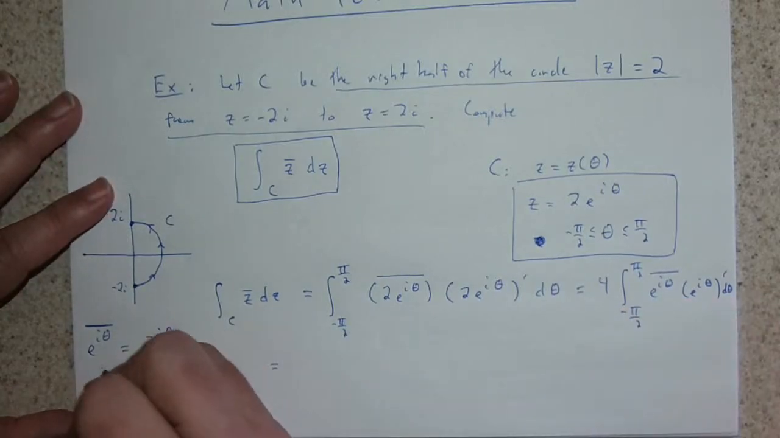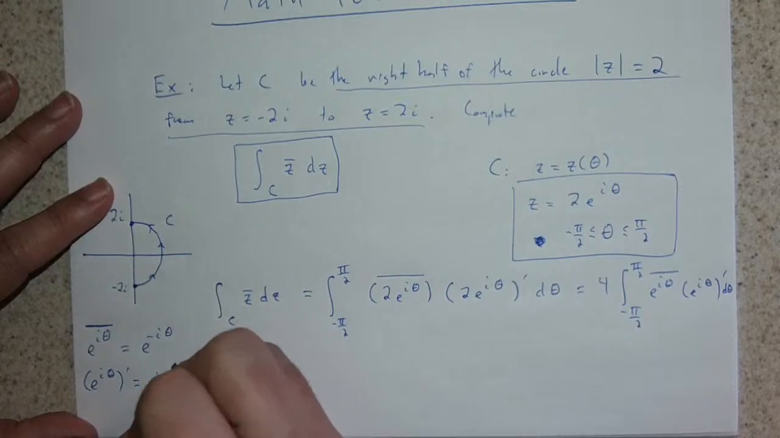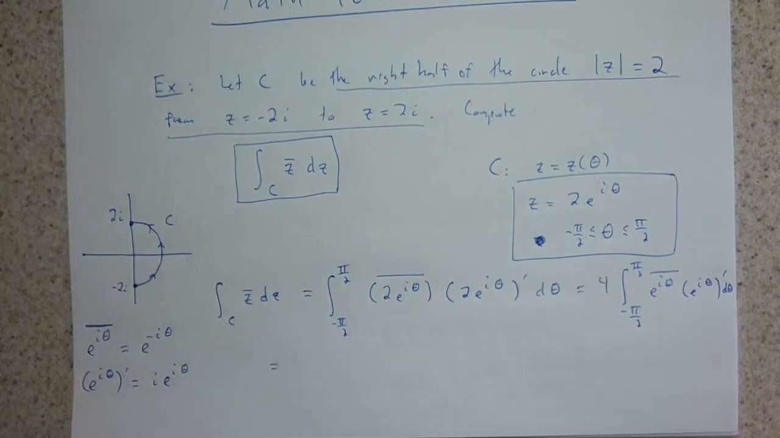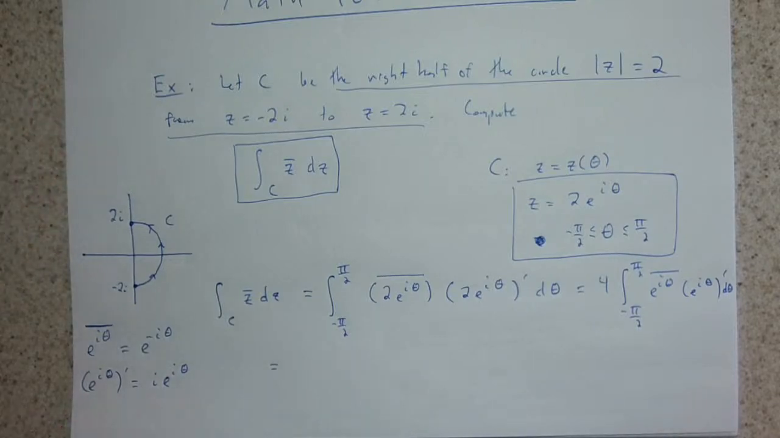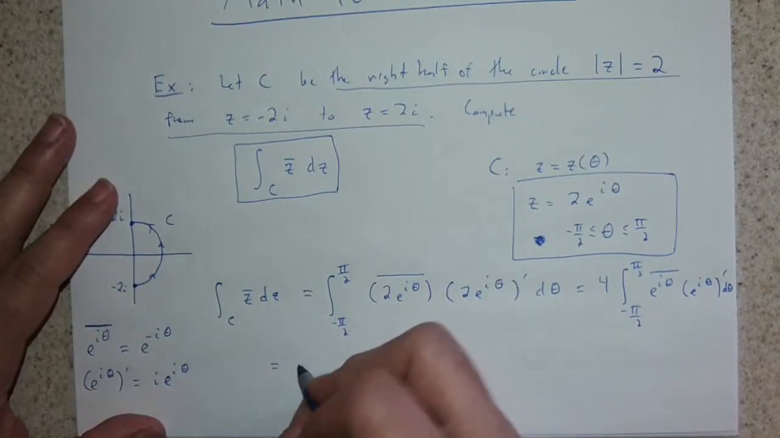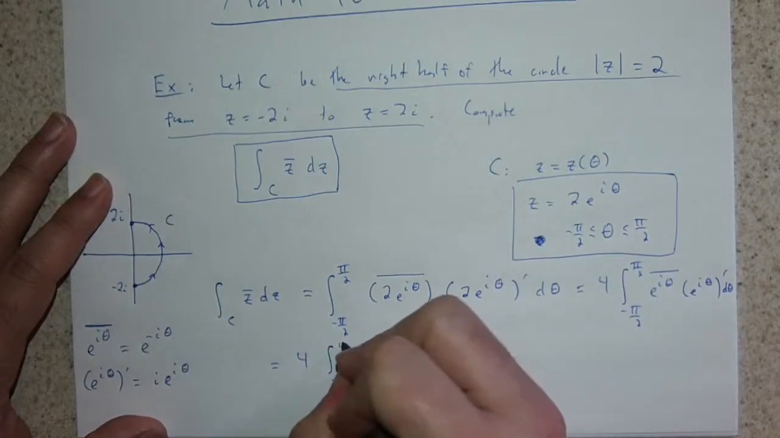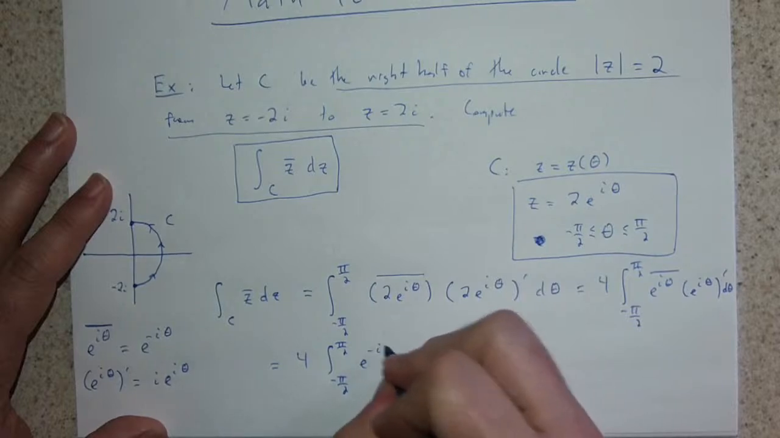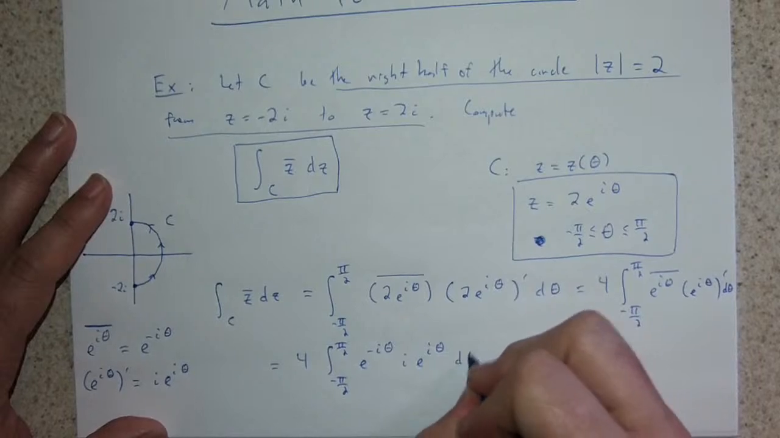What is e to the I theta prime? Well, you know how to take care of this, right? This is just I e to the I theta. You have plenty of practice taking derivatives of these complex functions by now. Okay. And so, putting these things together, I get that this is 4 times the integral from minus pi over 2 to pi over 2 of e to the minus I theta times I e to the I theta d theta.